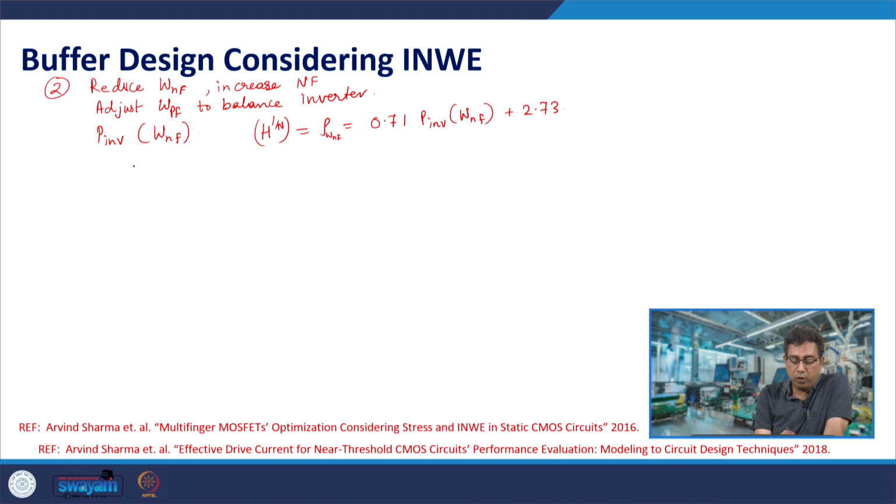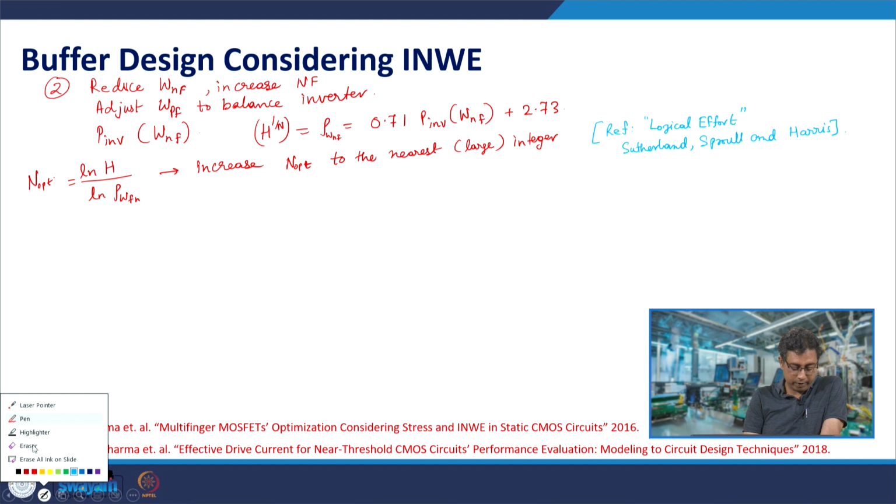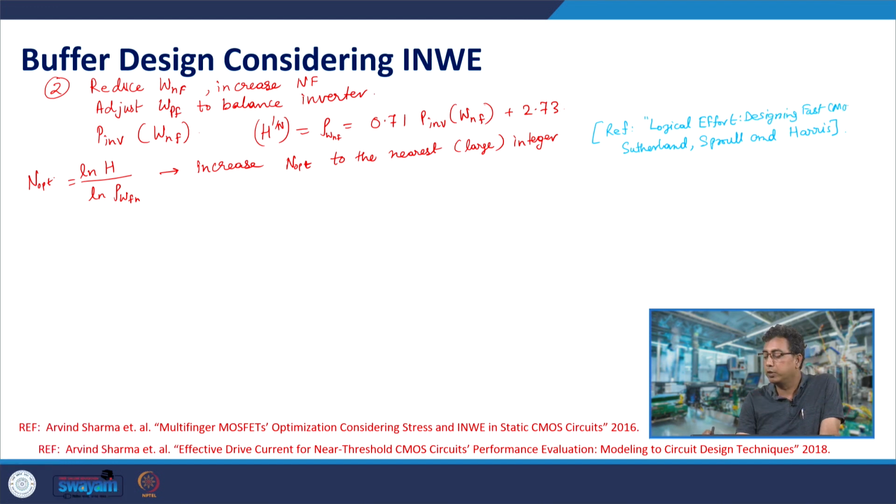Now we have capital H, and the natural logarithm of capital H divided by the natural logarithm of rho gives us the optimum number of stages, and this optimum number of stages may not be integral. So, let us call this n optimum and increase it to the nearest integer on the higher side. Why on the higher side? Refer to the book Logical Effort by Sutherland, Sproull and Harris. In fact, the full name of the book is Logical Effort: Designing Fast CMOS Circuits. So, now you have obtained the optimum number of stages.